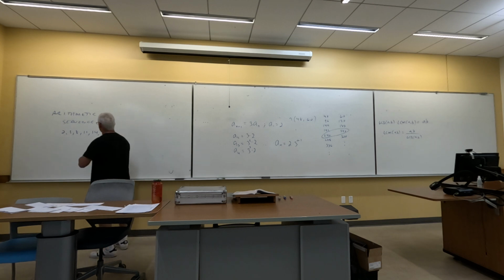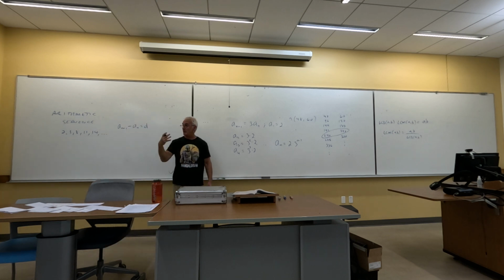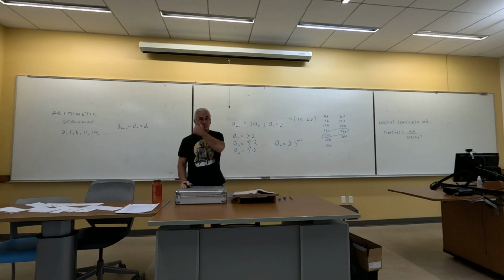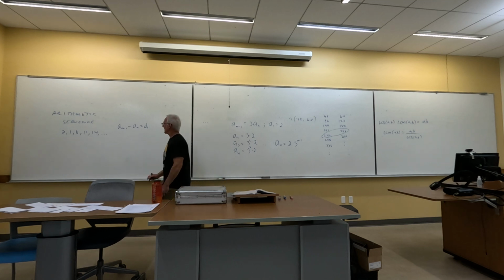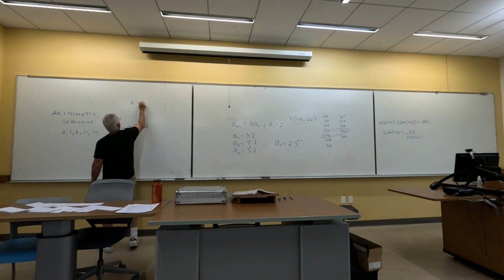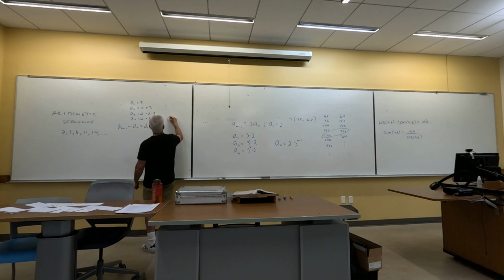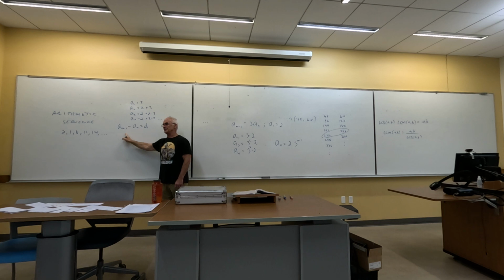So the formal definition of an arithmetic sequence is that the n plus first term minus the nth term is a constant, and we usually use D for difference. You with me on that one? So if the first term is a 2, then the second term is 2 plus 3, and the third term is 2 plus 2 times 3, and the fourth term is 2 plus 3 times 3. Can you tell me the nth term? This is a recursion. I'd like to know what's the 1,000th term without having to find the first 999.